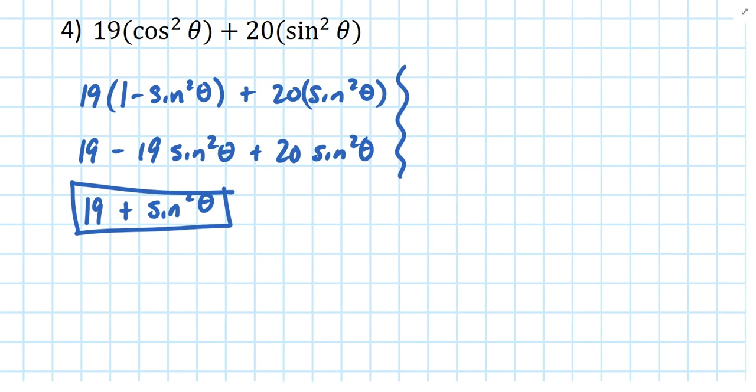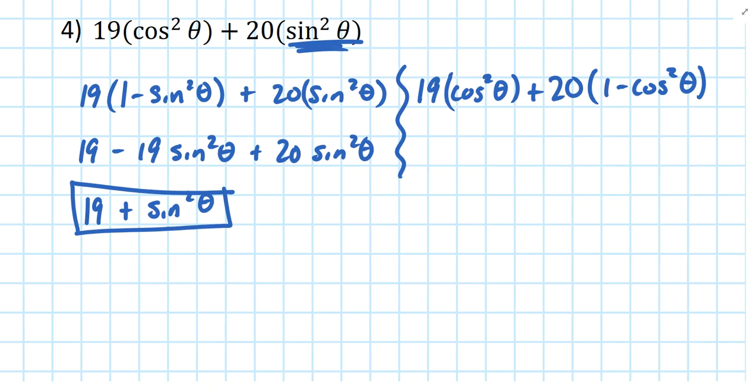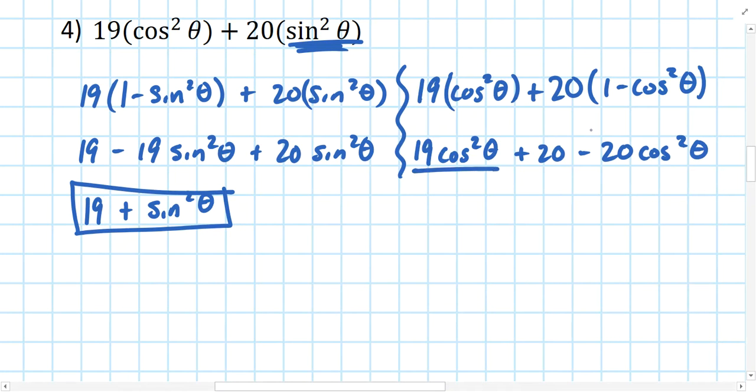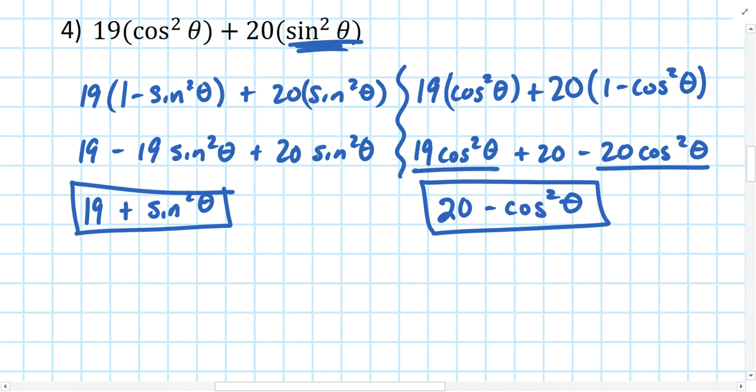So what if you were thinking, well, I'd like to rewrite sine squared as cosine squared? Well, certainly you could do that too. And again, distribute, this time in the right-hand group. But when you combine like terms this time, 19 cosine squared minus 20 cosine squared, well, that's a negative cosine squared, and we're left with 20 minus cosine squared. And this expression doesn't really match this expression that we ended up with over here.